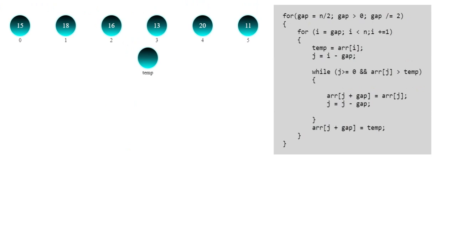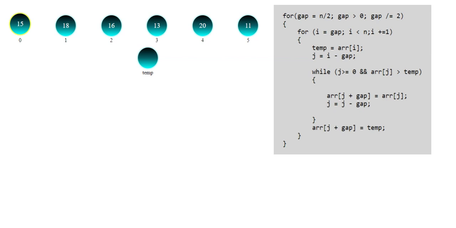Shell sort is an improvised version of insertion sort. Consider the case where the smallest element is at the right corner. In this example, 11 is the smallest element, and it is at the right corner. In insertion sort, we have to compare 11 with all the previous elements to bring it to the first position. Shell sort reduces the number of comparisons when this is the case.